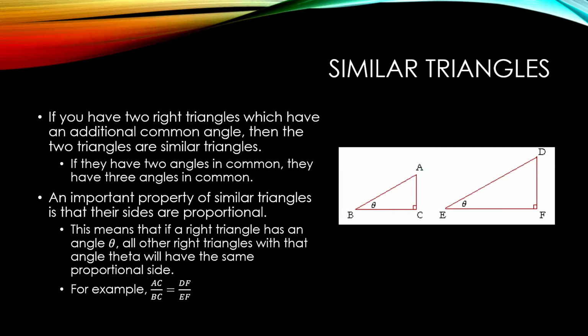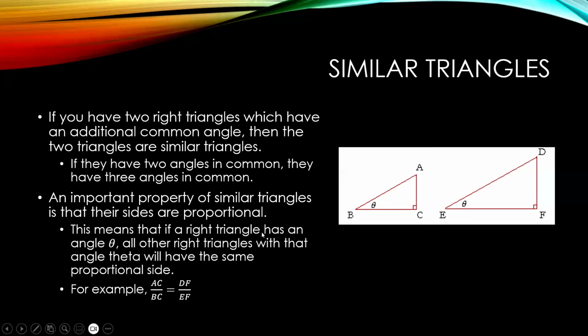Now let's remember something about similar triangles. If you have two right triangles which have an additional common angle, then the two triangles are similar triangles. They're essentially the same, give or take scaling. If they have two angles in common, they have three angles in common. An important property of similar triangles is that their sides are always proportional.